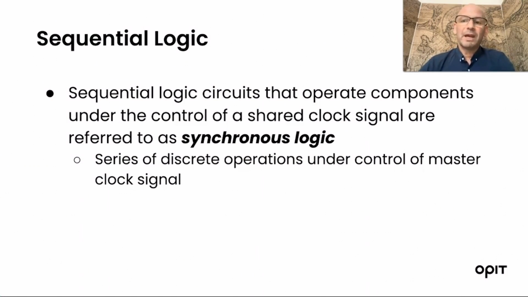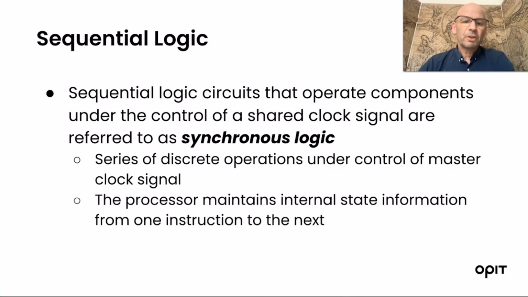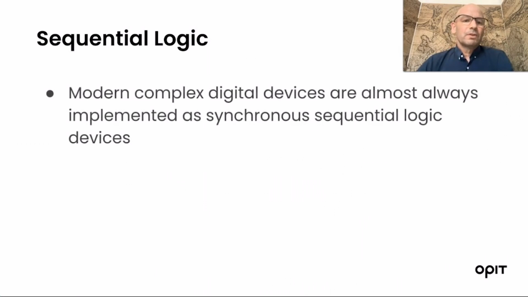We talked a little bit about that in last week's material. So the processor maintains an internal state of information from one instruction to the next. So we basically cascade from one piece of logic to the next, so the next input is based on what the output of the previous input was. Modern complex digital devices are almost always implemented as synchronous sequential logic devices. So that's why this discussion is very important.